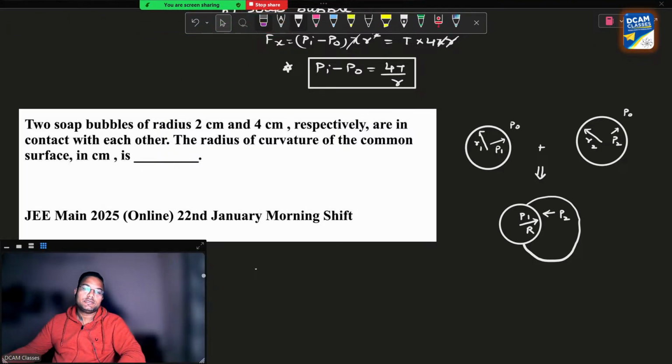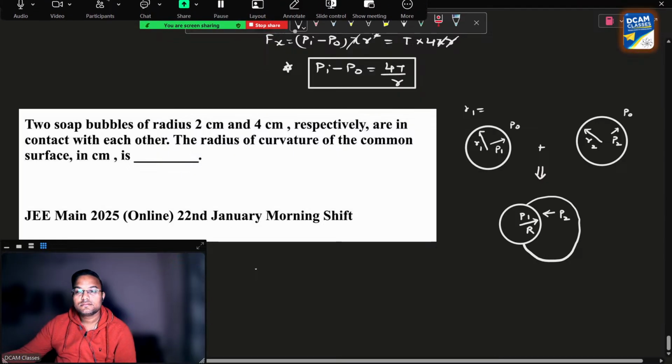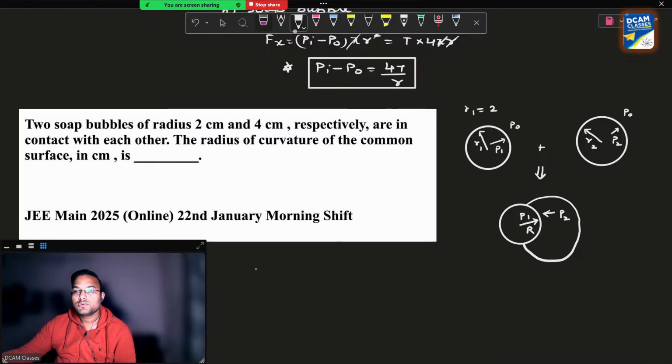See, the situation is there are two soap bubbles of radius 2 and 4 centimeter. Here R1 is equal to 2 and R2 is equal to 4. The radius of curvature of the common surface in centimeter, when they come in contact, what will be the radius of the common surface they are asking?